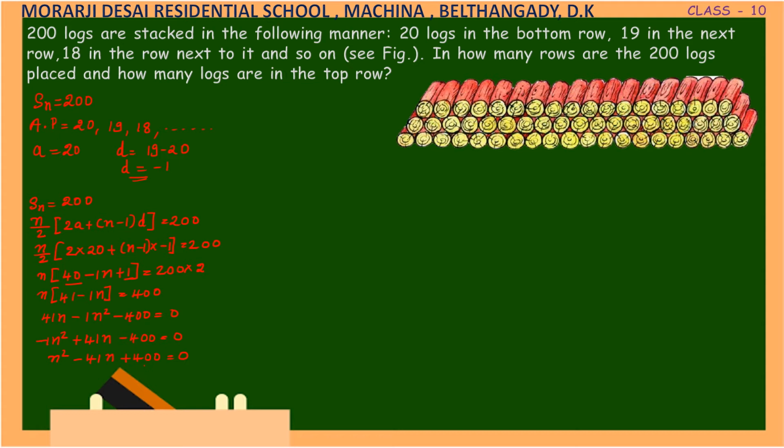Now we have to factorize n square minus 41n plus 400. Use the splitting method. Now split 400 such that you get a sum of minus 41. That is, minus 25 and minus 16, which sum to minus 41. If you multiply minus 25 and minus 16, you will get 400.